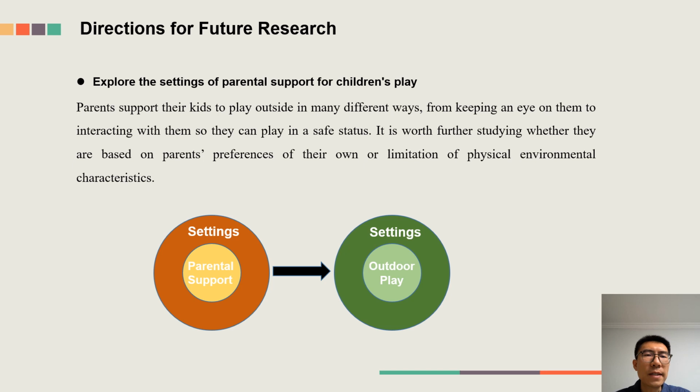The last one is explore the settings of parental support for children's play. Parents support their kids to play outside in many different ways, from keeping an eye on them to interacting with them so they can play in a safe status. Therefore, it is worth further studying whether they are based on parents' preference of their own or limitation of physical environmental characteristics.